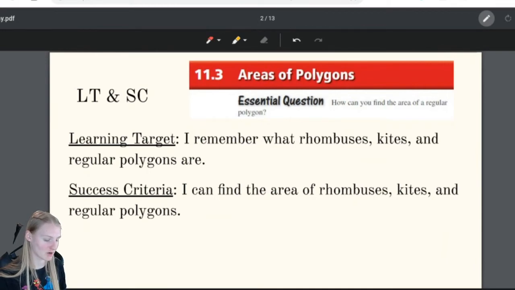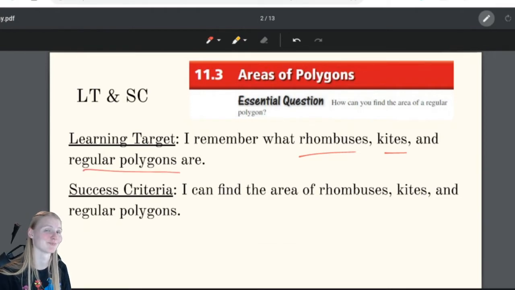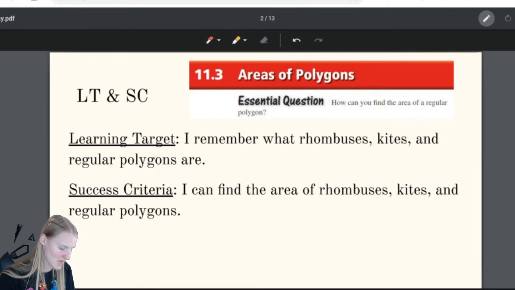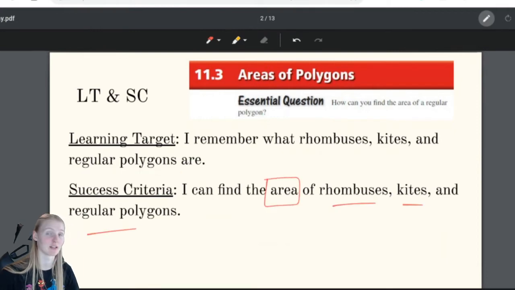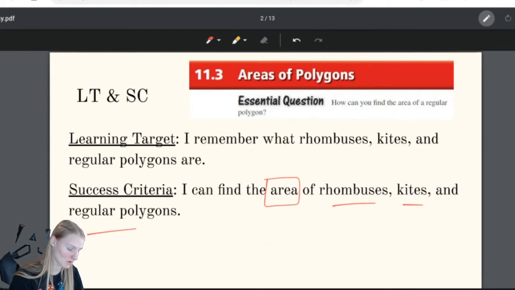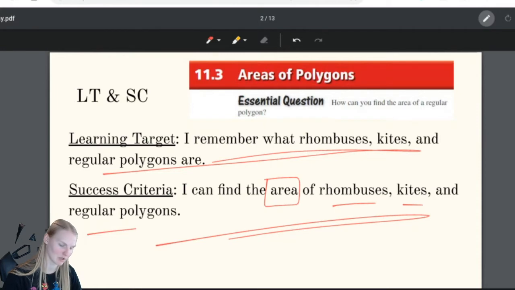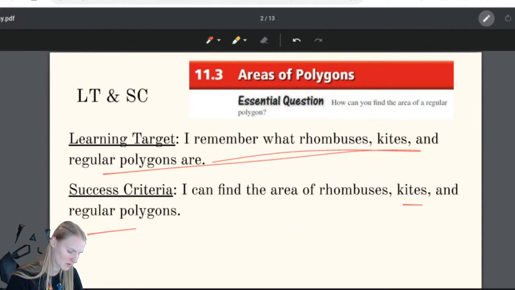Okay. Learning target. I remember what rhombuses, kites, and regular polygons are. Yeah, we're going to review chapter 7 again. And you can find the area of rhombuses, kites, and regular polygons. So we're going to review a little bit of chapter 7, and then we're going to learn something new that we didn't learn in chapter 7.